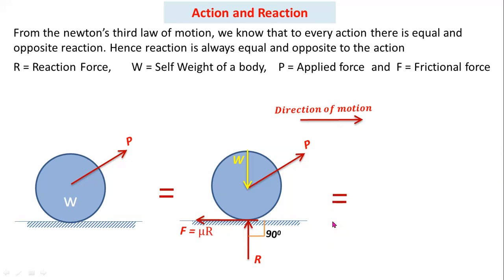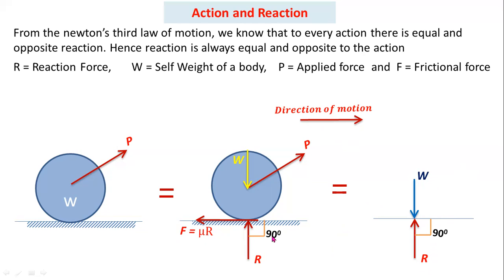Now I am showing the free body diagram for this figure. This is a horizontal line. Here you have to consider this vertical weight W, the self weight, as it is, and you have to draw a normal reaction vertically upwards like this. This normal reaction makes 90 degrees with respect to the horizontal plane.